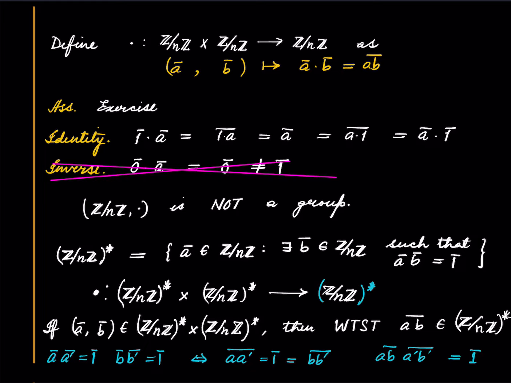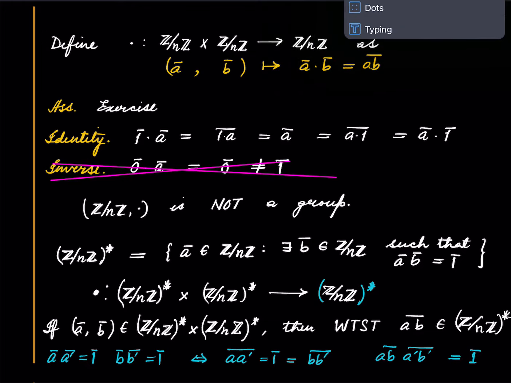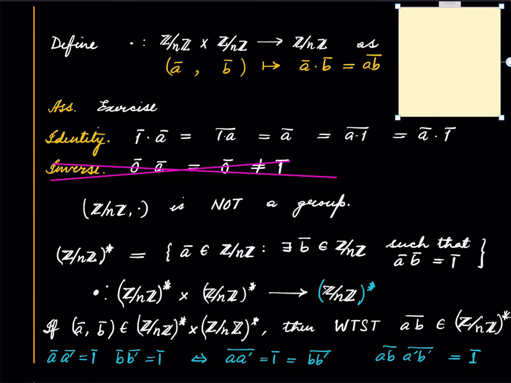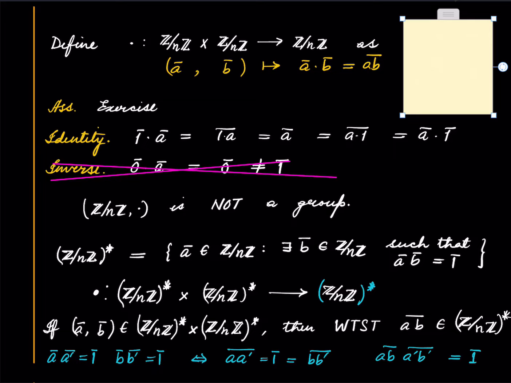And let me try something new, which I found very recently. Let me be fancy and use this. So the upshot is that Z mod NZ star is a group under this binary operation, under dot. Let me also write that under the binary operation dot just discussed. So very nice group.